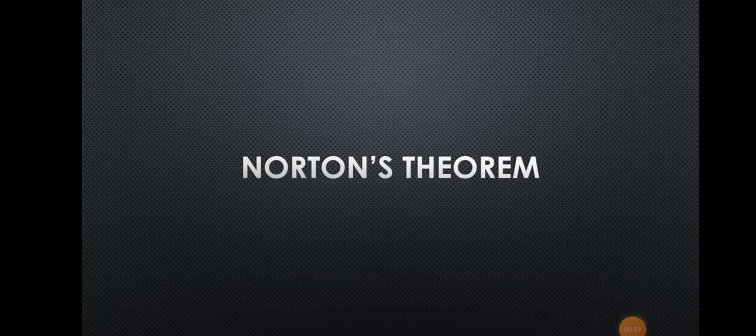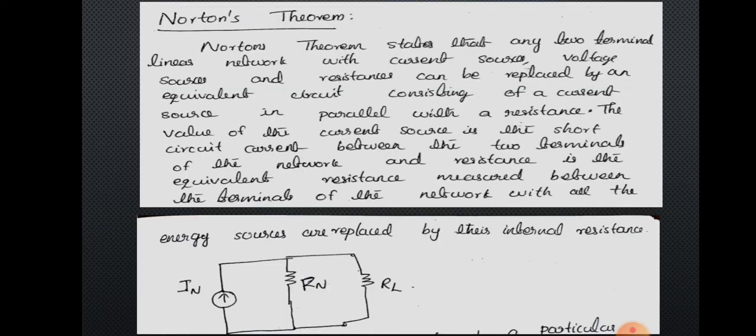Hi students, in this session we will discuss Norton's theorem, and first of all we can state Norton's theorem. Norton's theorem states that any two-terminal linear network with current sources, voltage sources and resistances can be replaced by an equivalent circuit consisting of a current source in parallel with a resistance.